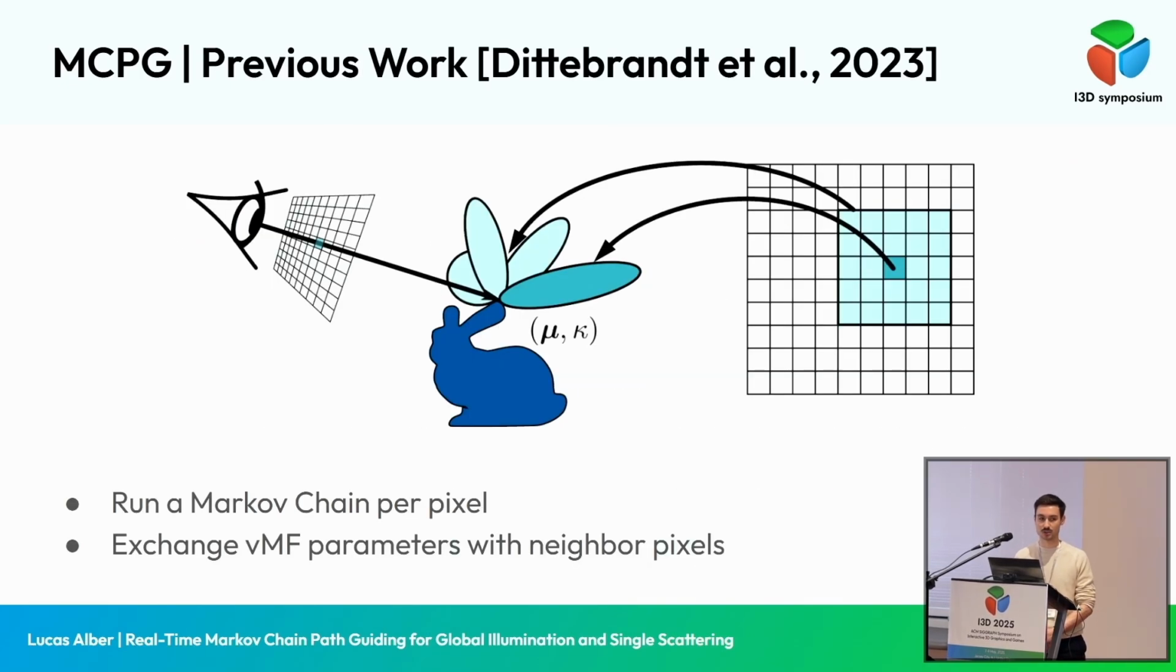Previous work already used this concept to store von Mises-Fisher parameters per pixel, which are then controlled by a Markov chain and exchanged with neighbors. Note, this is in contrast to raster-based methods where the light samples themselves are exchanged between pixels. Now here the obvious issues are only information about the first visible surface is available, and the mixture has to be relearned every time the camera moves. Also, only the first interaction can be guided, and so no indirect illumination is supported.